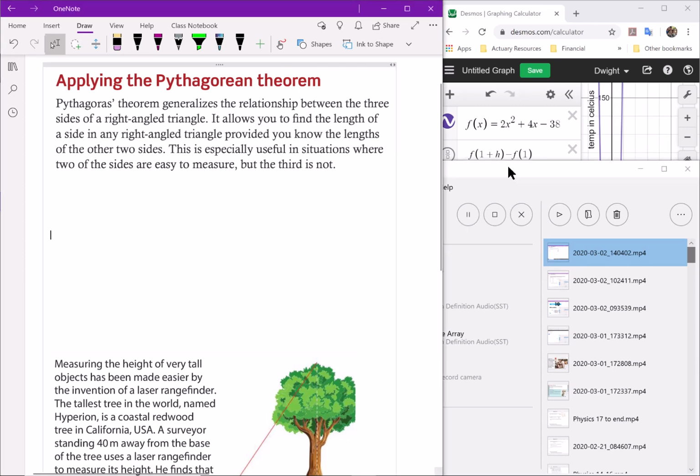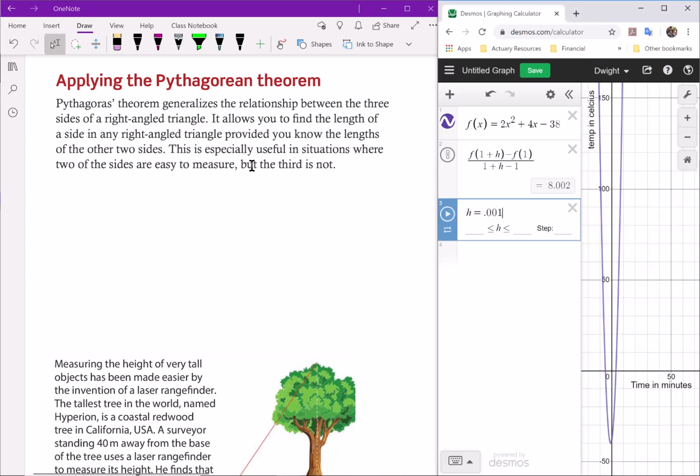Hey everybody, this is Mr. Stevenson. The last couple classes we've been looking at proofs and the derivation of the Pythagorean theorem. And today we're actually going to look at applying the Pythagorean theorem to different situations. So quickly we're going to go ahead and review.